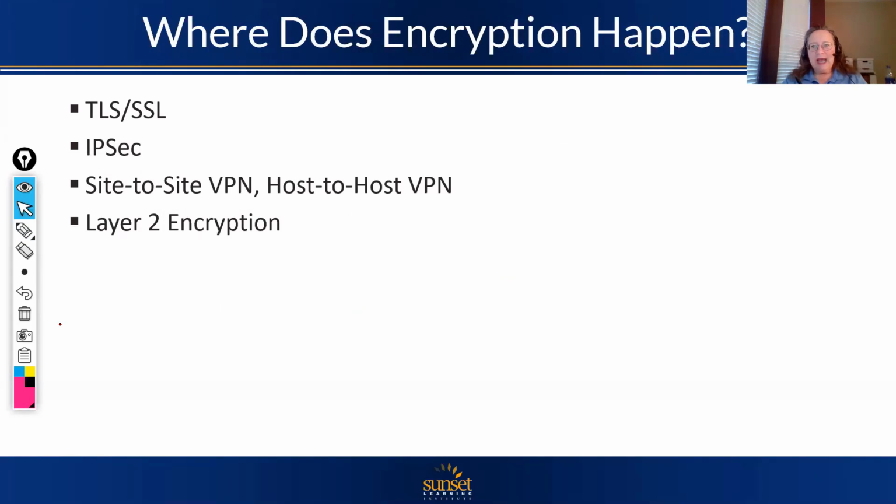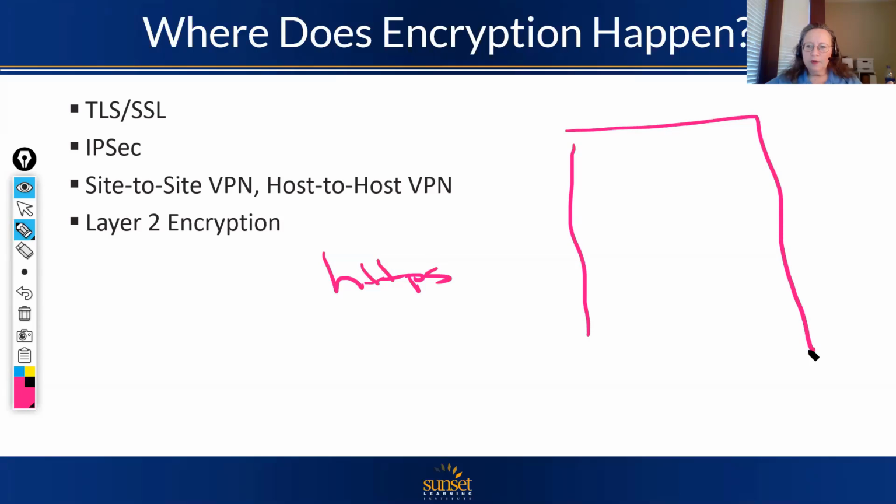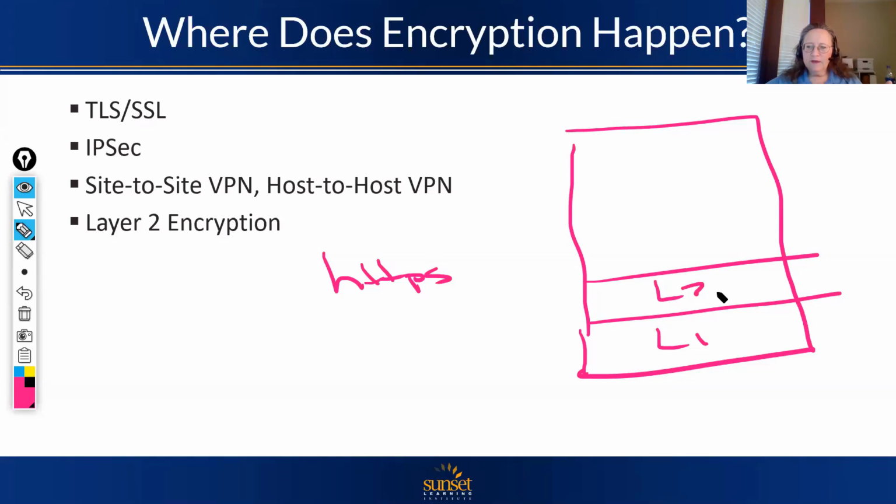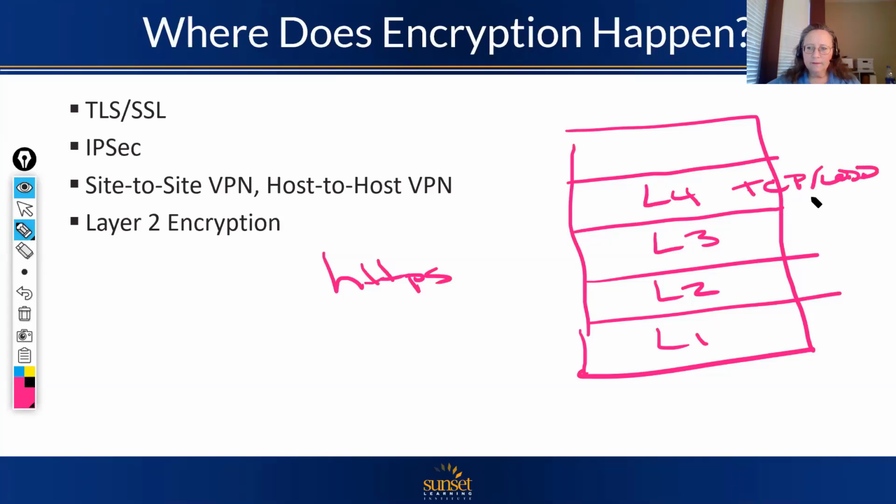So where does encryption actually happen? When we talk about things like HTTPS, think about the TCP/IP protocol stack, right? I've got layer 1, and I've got layer 2, and this is going to be something like Ethernet or MPLS or something like that. I've got layer 3. This is going to be IP. I've got layer 4, and this is TCP or UDP. And then I've got layer 5, and this is your application layer.